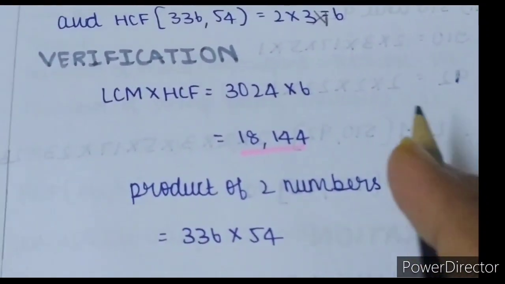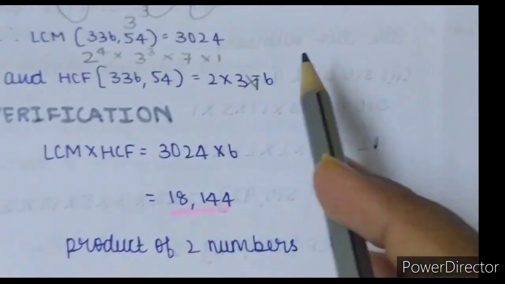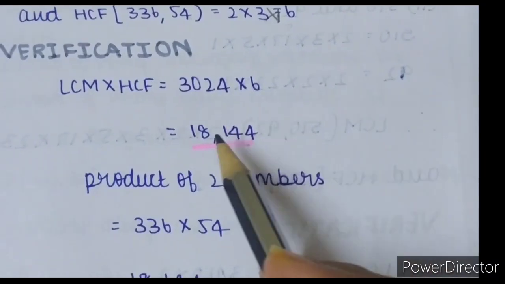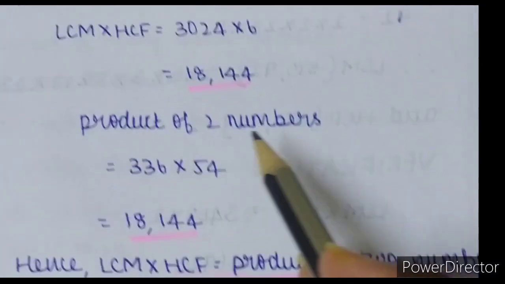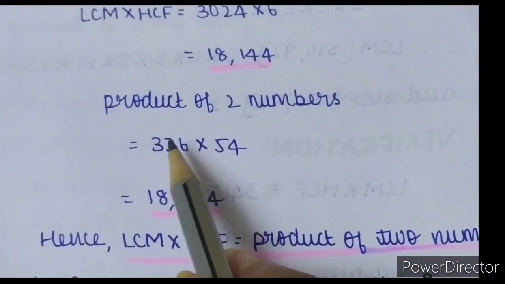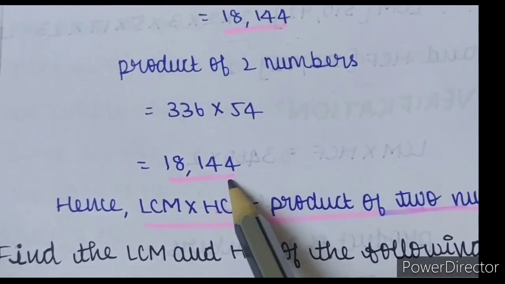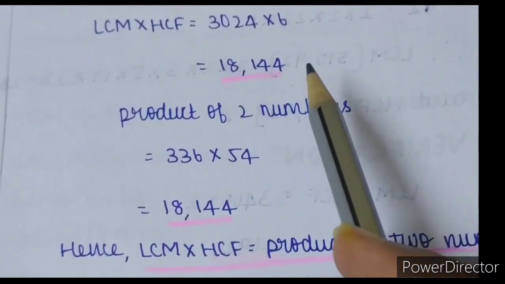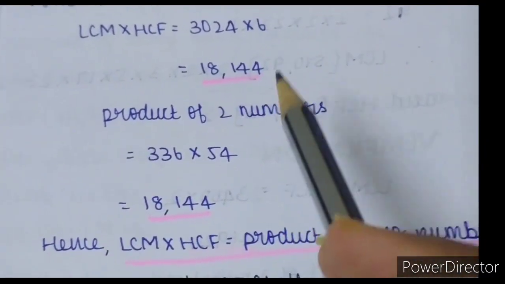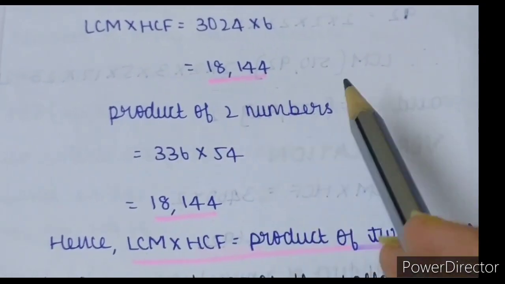So again verification. LCM into HCF. Here LCM is 3024 and HCF is 6. So 3024 into 6 is equal to 18,144. And again product of two numbers. The two numbers are 336 and 54. So 336 into 54 is equal to 18,144. Hence we have verified that LCM into HCF is equal to product of two numbers. Both the cases it is 18,144. Hence the second question is over.